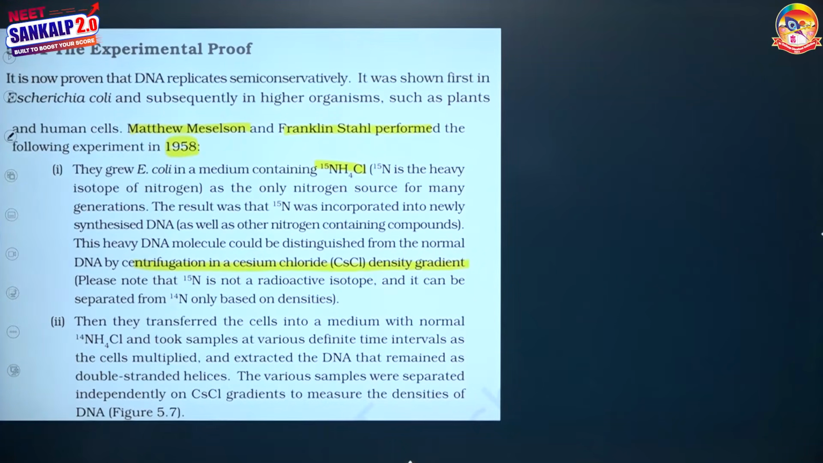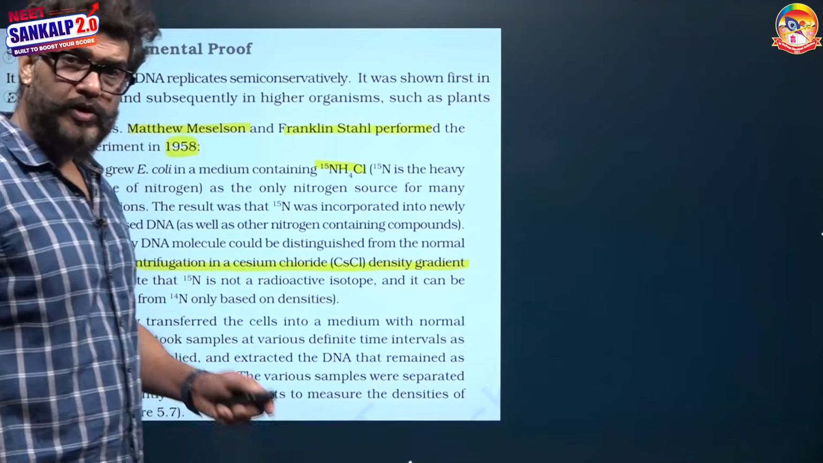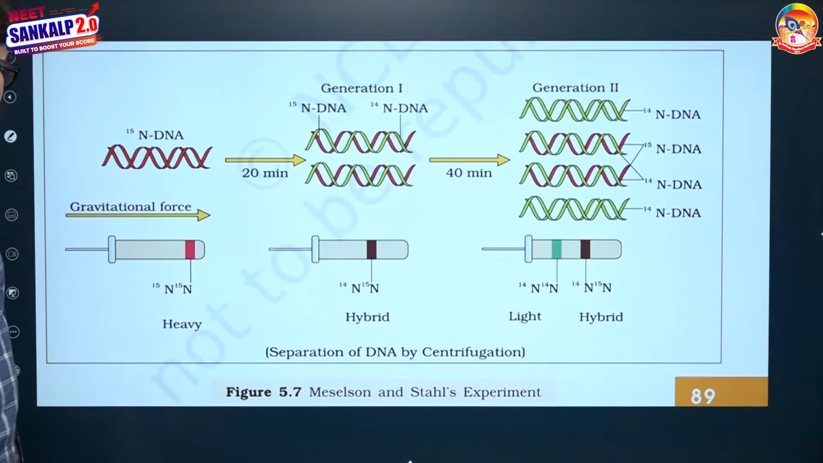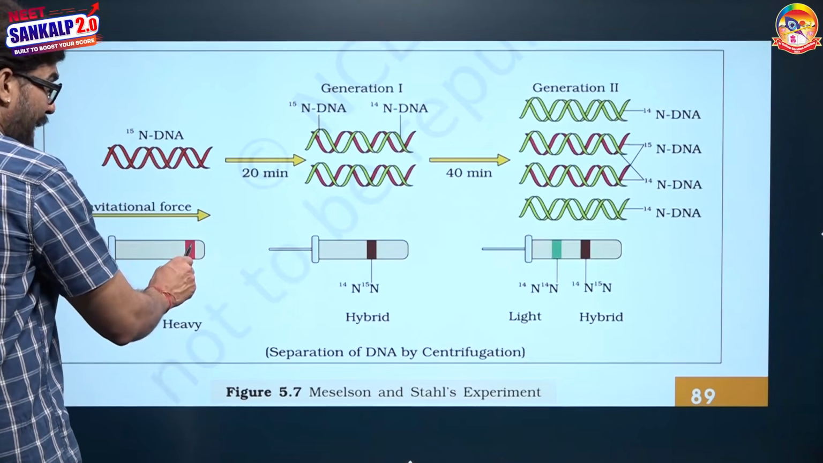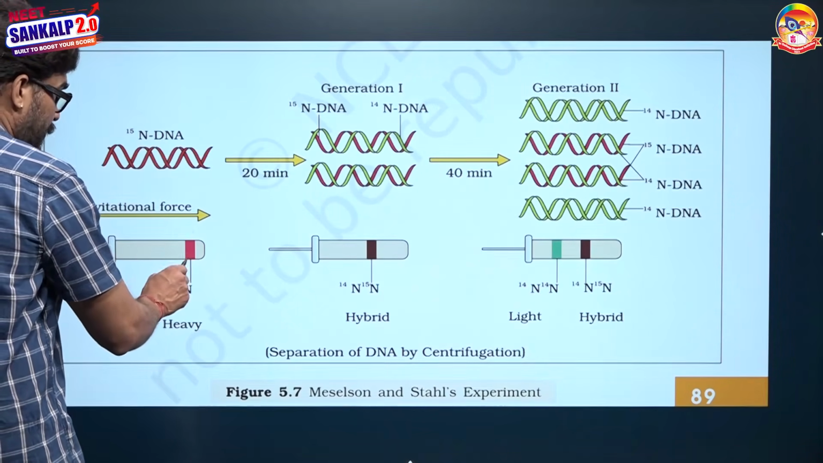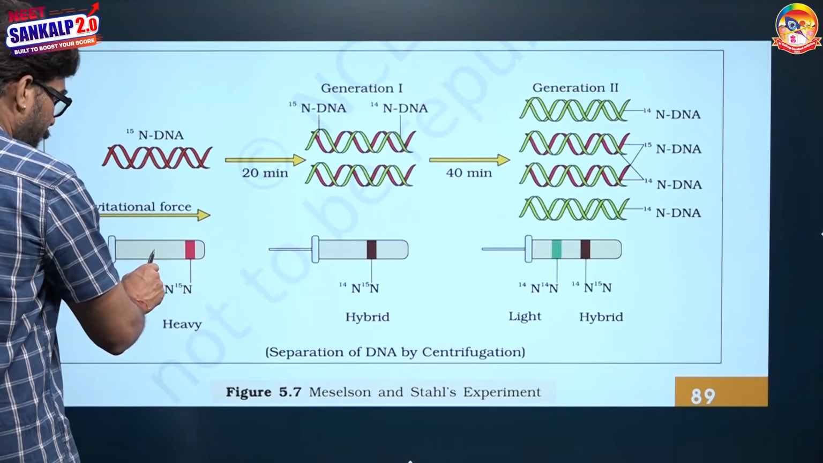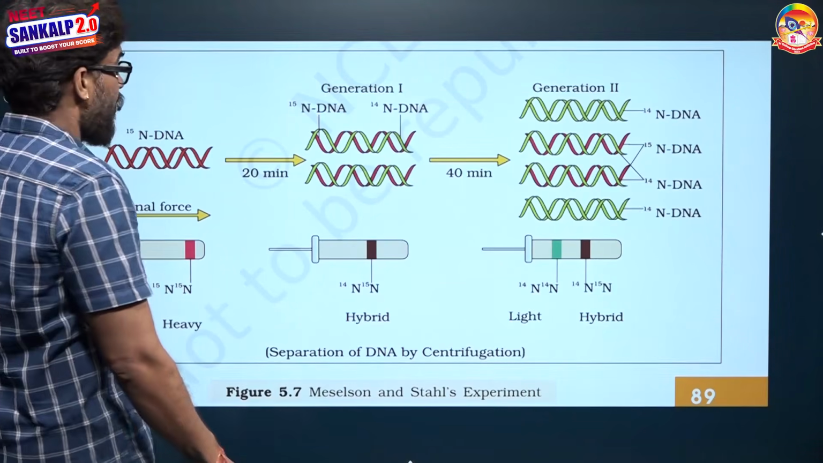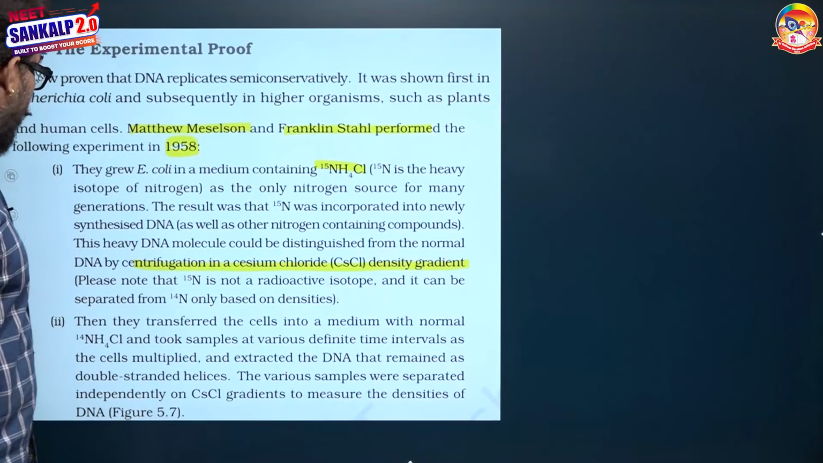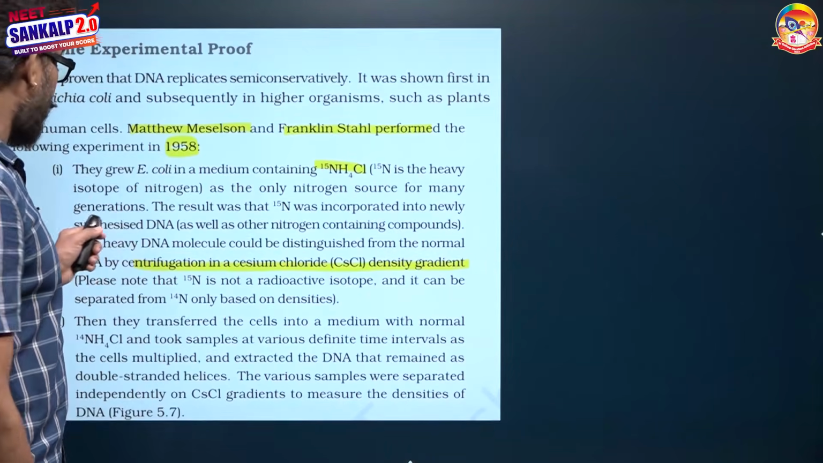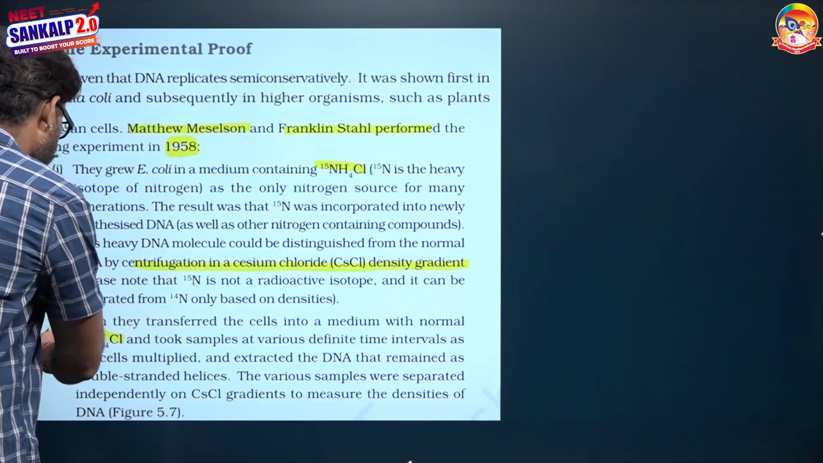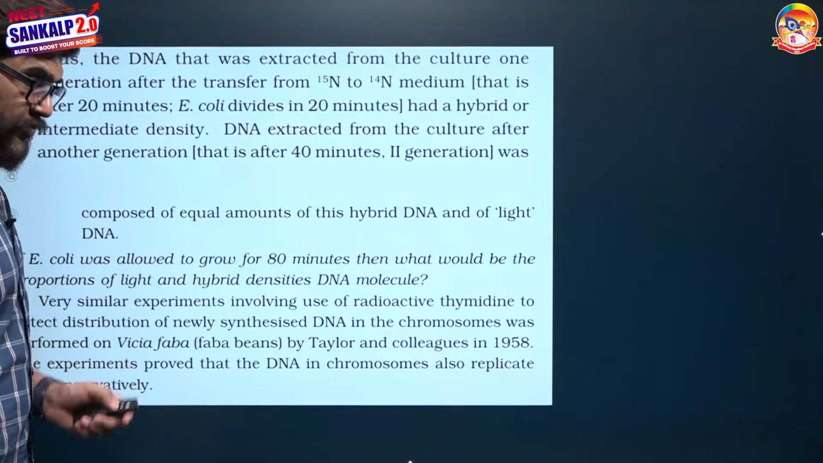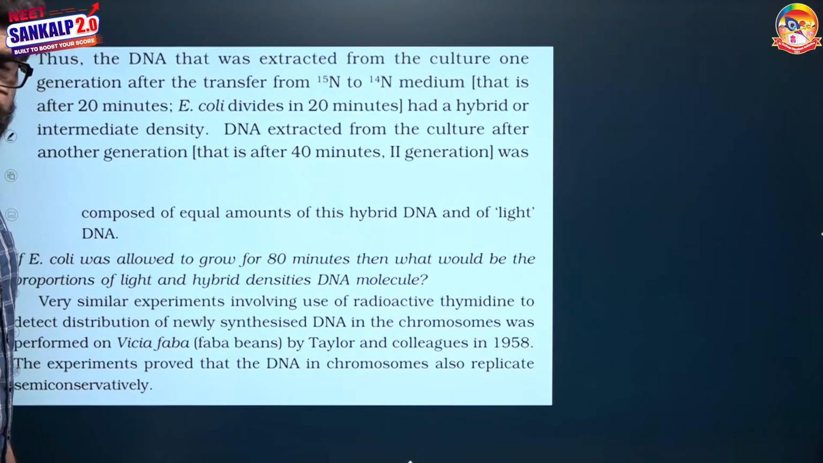They transferred what they found, that the entire DNA was heavy, meaning nitrogen 15. So the band in the centrifugation tube was at the bottom: heavy, intermediate, light. After that, they allowed this E. coli to grow on the nitrogen 14 containing medium, and after 20 minutes, because we know that E. coli cells get divided after every 20 minutes.